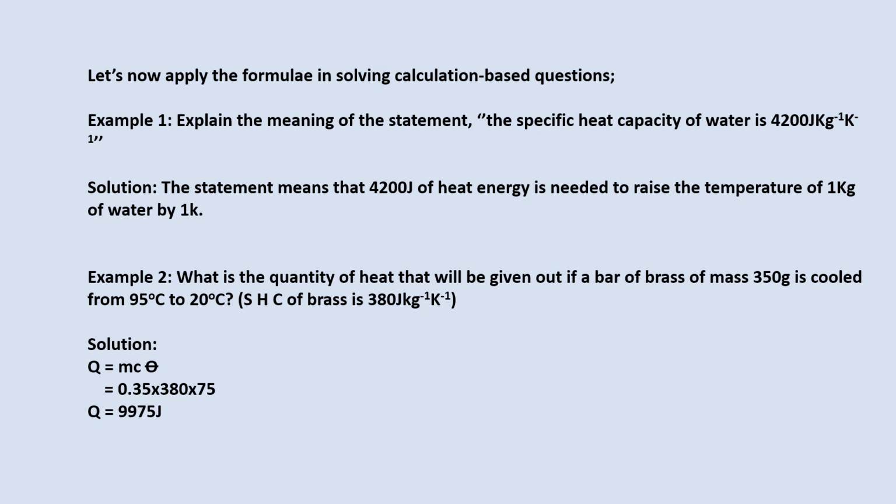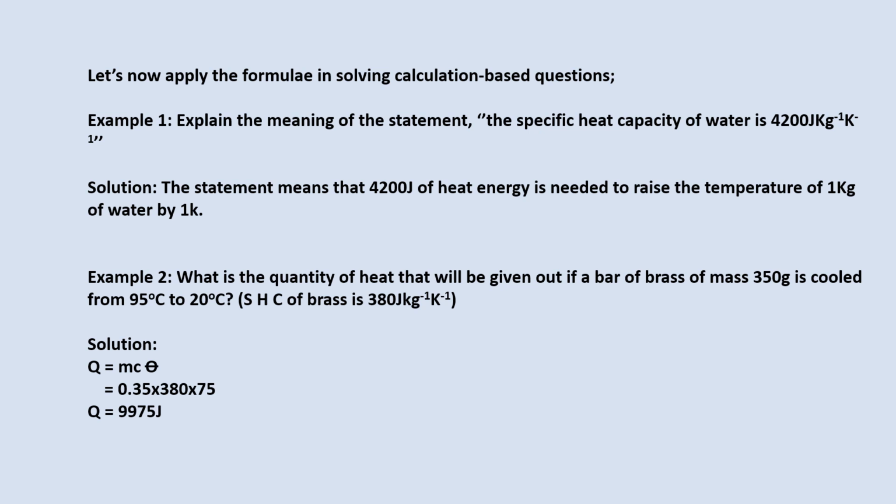So let us now apply the formula in solving calculation-based questions. The first example we shall examine is this. Explain the meaning of the statement: the specific heat capacity of water is 4,200 joules per kilogram per Kelvin. This is another way of asking you to define specific heat capacity. So the statement means that 4,200 joules of heat energy is needed to raise the temperature of 1 kilogram of water by 1 Kelvin.